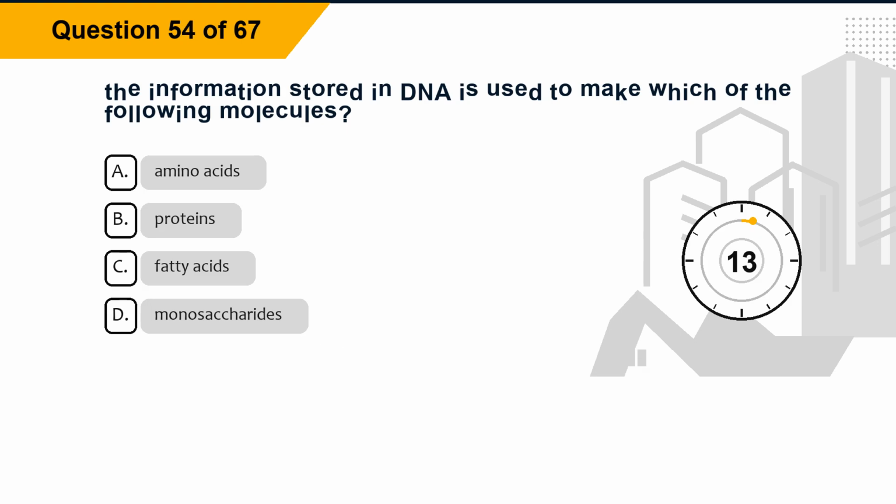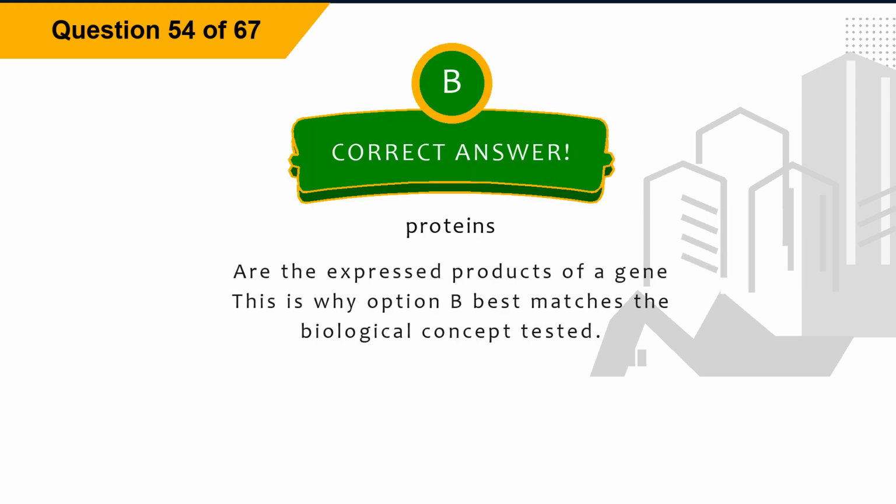Question 54. The information stored in DNA is used to make which of the following molecules? Option A, amino acids. Option B, proteins. Option C, fatty acids. Option D, monosaccharides. The correct answer is option B, proteins. Explanation. Proteins are the expressed products of a gene. This is why option B best matches the biological concept tested.